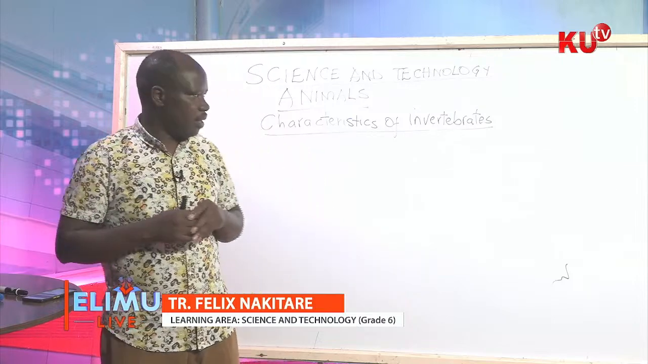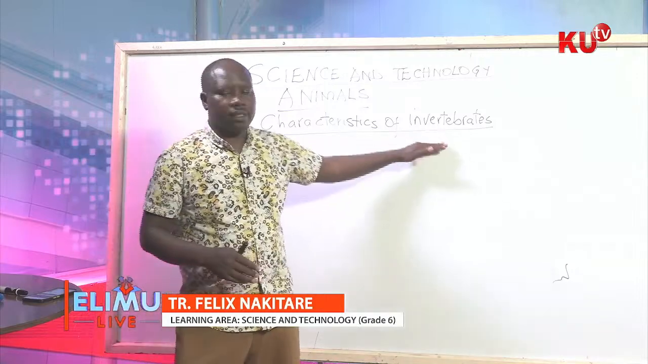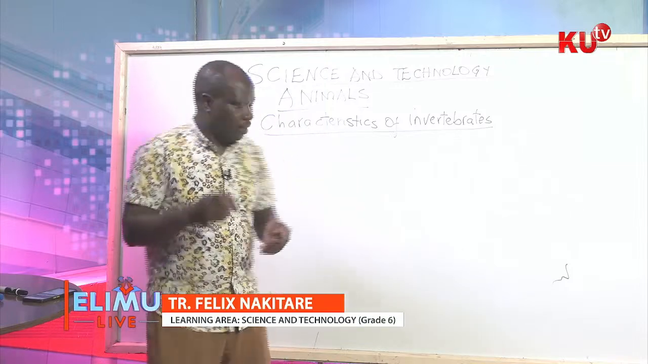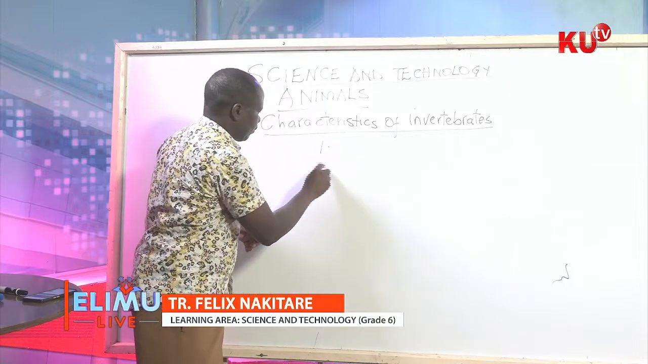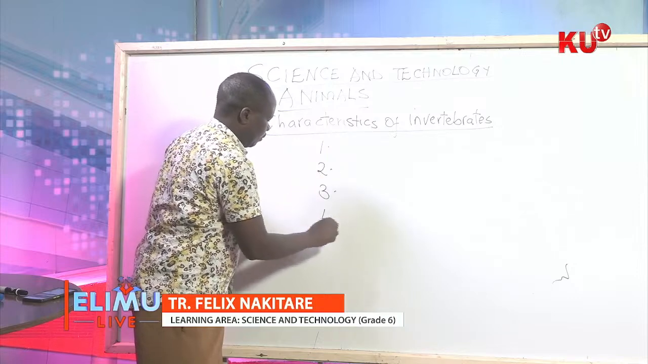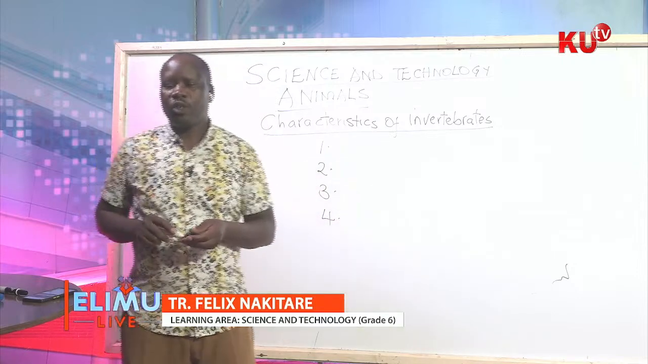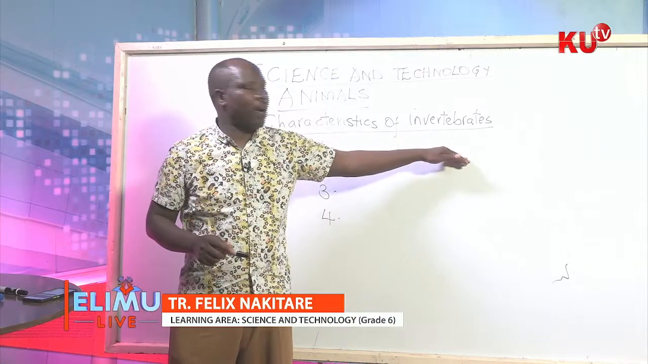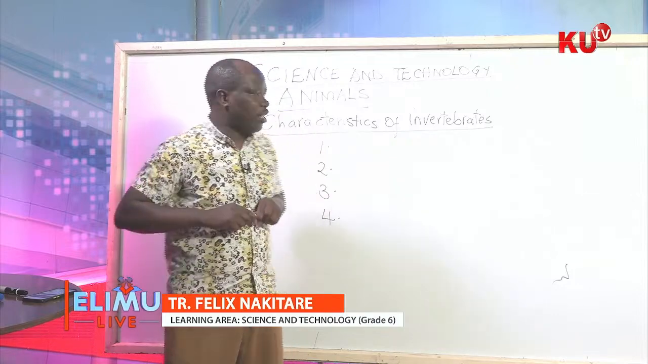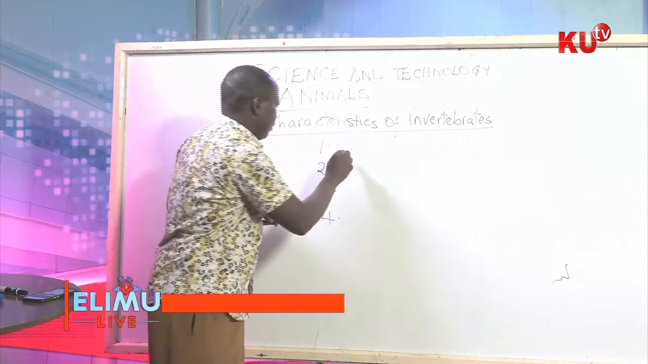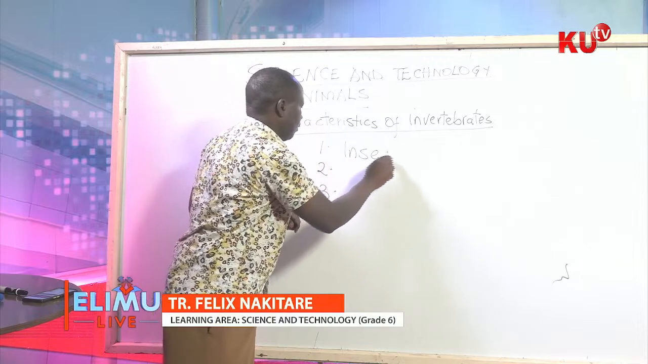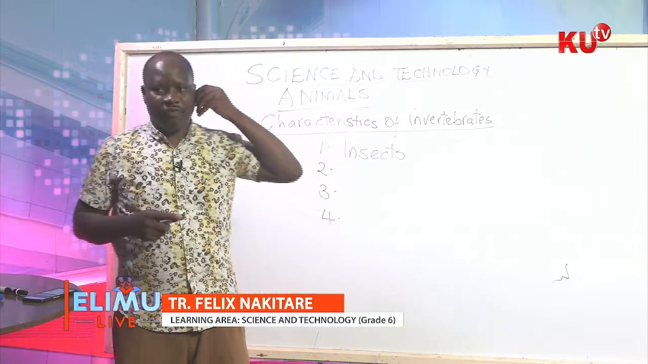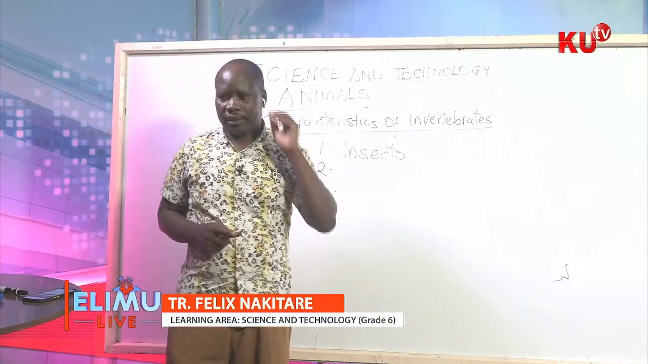Now, in which groups are these invertebrates put? They are put in 4 groups. Let's see all the groups. Group number 1 of invertebrates, or category number 1, is what is referred to as insects. The first group of invertebrates is the insects.